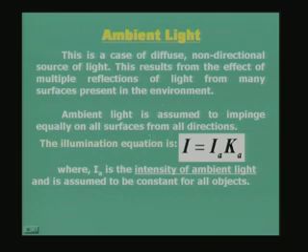The ambient light component is a multiplication of two of these components, I A multiplied by K A, where I A is the intensity of the ambient light and is assumed to be constant for all objects. Okay, so, that is what is assumed. So, throughout the environment or the room, you have this I A which is constant.